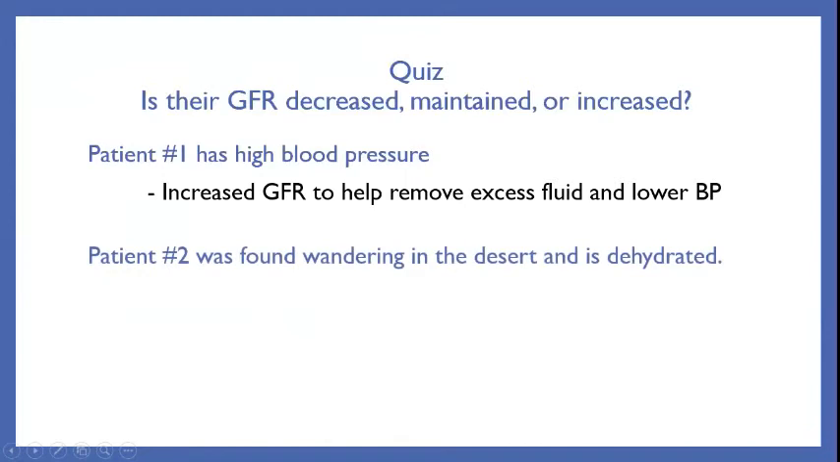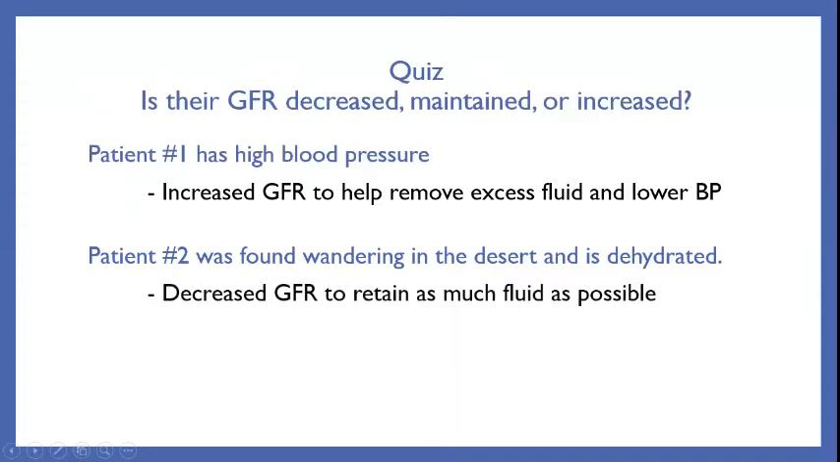What about patient 2? They were found wandering in the desert and they're very dehydrated. Should their kidneys decrease, maintain, or increase the glomerular filtration rate? Well, if they are dehydrated, the big thing we want to do is to keep in as much moisture as possible. So if we lower the glomerular filtration rate, it's going to cause less filtrate to be produced. So we want to decrease our glomerular filtration rate in this case.